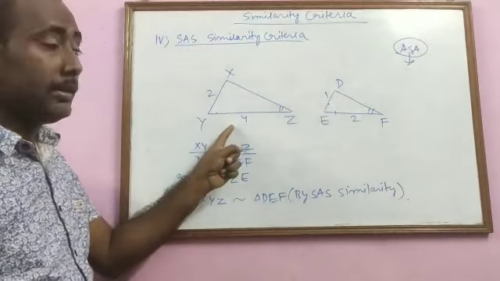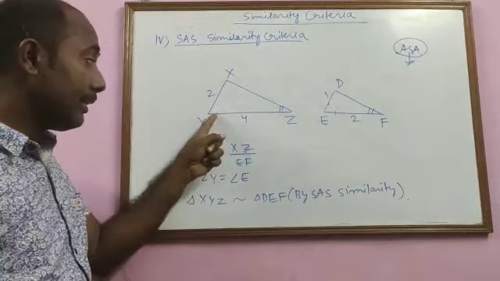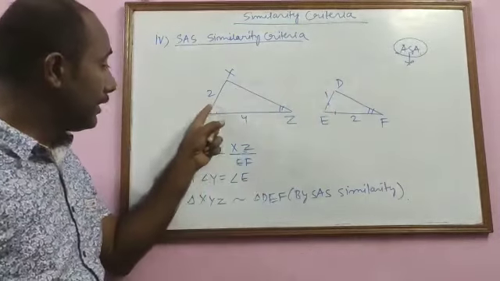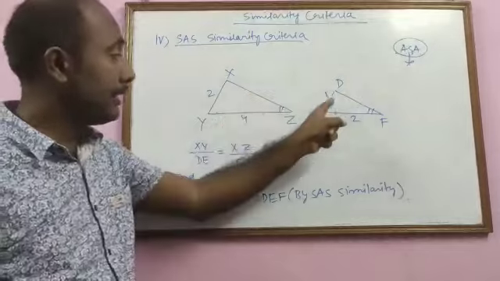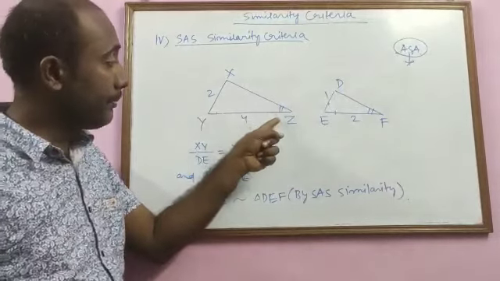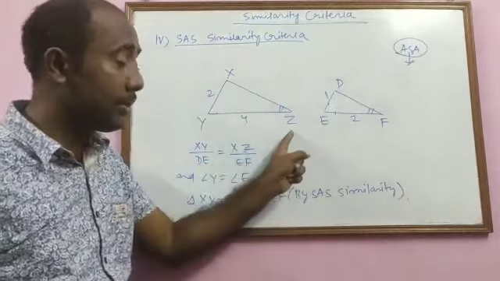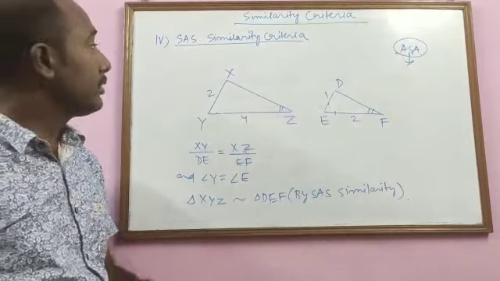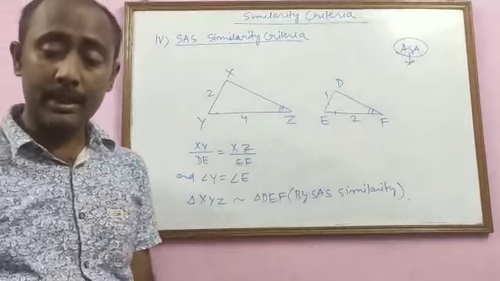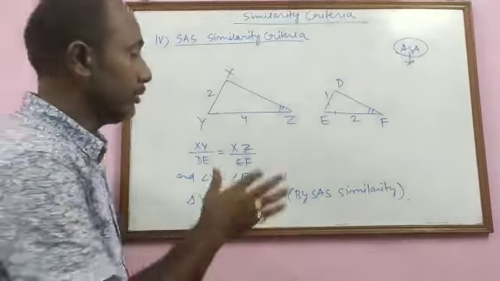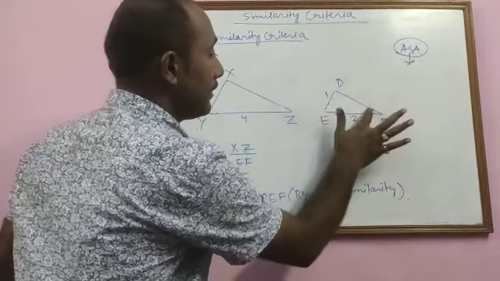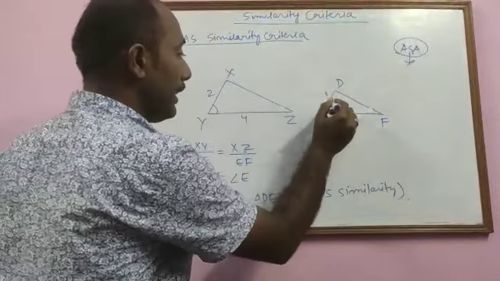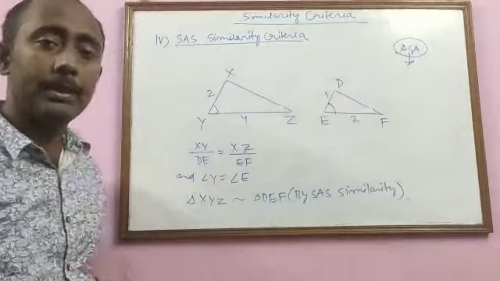Sides are proportional, but the angle between the two sides is angle Y, and the angle between these two sides is angle E, and here the included angle is not given to be equal. What is given is Z equal to F. In such a situation we cannot use SAS similarity criteria. So these are the 4 similarity criteria, and I hope this is clear to you all. Here in this case it is similar because the included angle is equal to the included angle of the other.